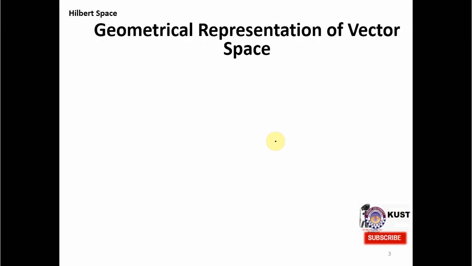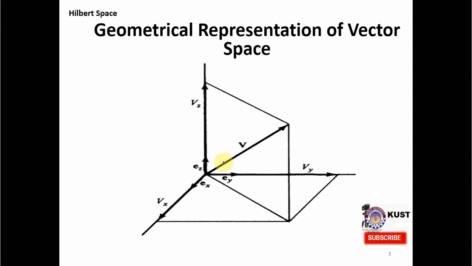If we go to the geometrical representation of this vector space, you remember that these are the unit vectors in three dimensions, that is ex, ey, and ez, and this is a vector v. We can expand this vector v in terms of these three unit vectors. Then we will find out the component of vector v along the y direction, x direction and z direction. So we say that this whole vector space is spanned by only three unit vectors, and any element of this vector space can be decomposed or expanded along these three unit vectors.